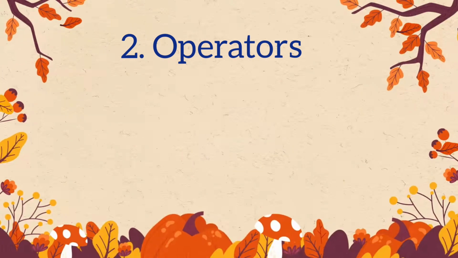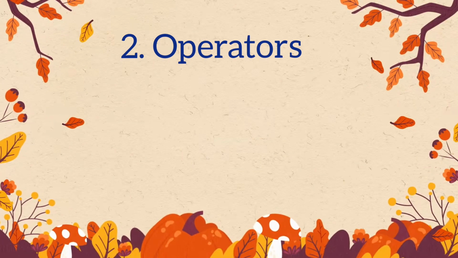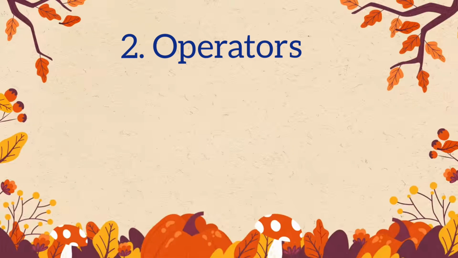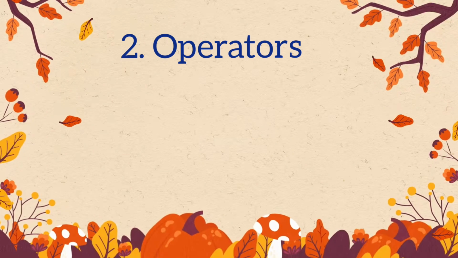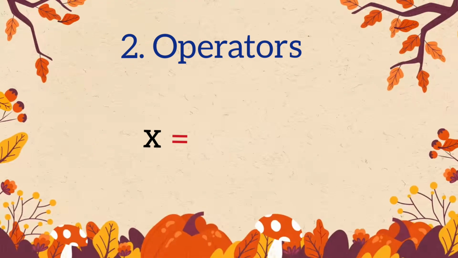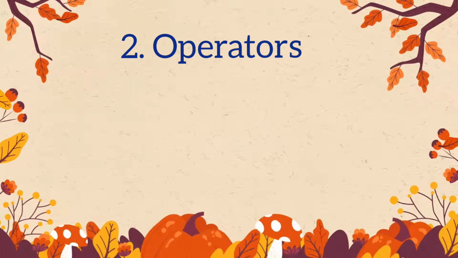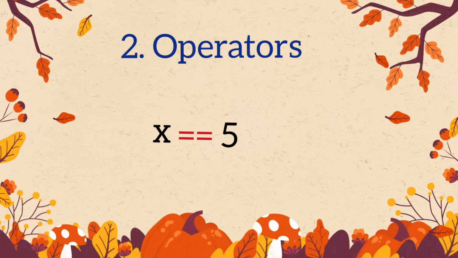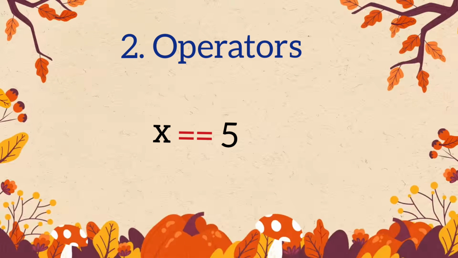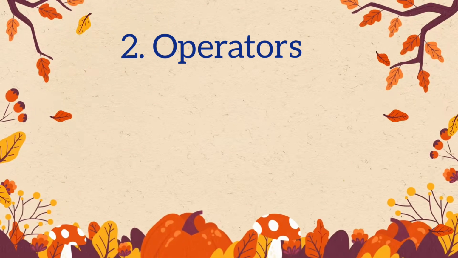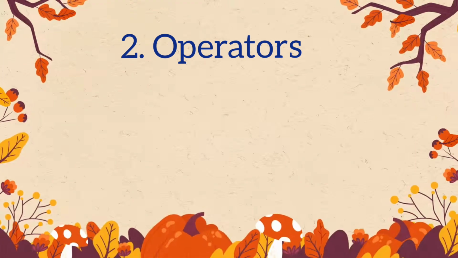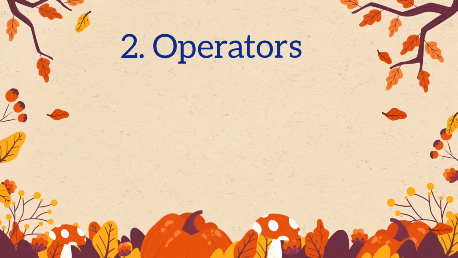Okay, so the basic difference between x equal to 5 and x double equal to 5 is that for x equal to 5, it means that you are assigning the value 5 to x, but in the case of x double equal to 5, it means that you are checking if the value of x is 5 or not. So this is basically the difference between assignment operator and logical operator. Also, it is very important, so please note it.